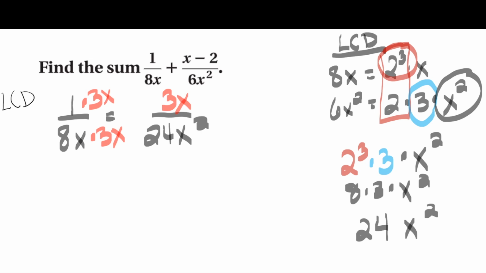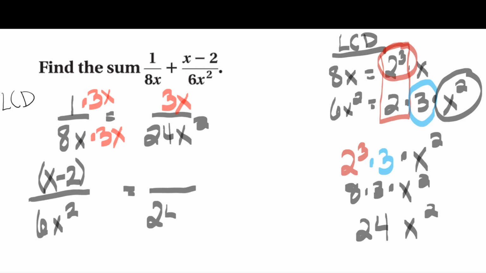I'm going to do the same process for my x minus 2 over 6x squared. Now this is going to be tricky. I'm going to put it in parentheses because I'm going to need to do some distributive property here. And I need to think how I get to 24x squared. I'm going to be multiplying by 4. So I need to multiply both the x by 4 and the 2 by 4. So I end up getting 4x minus 8.